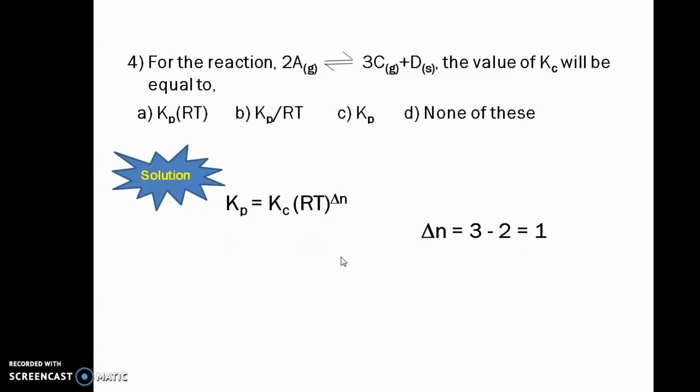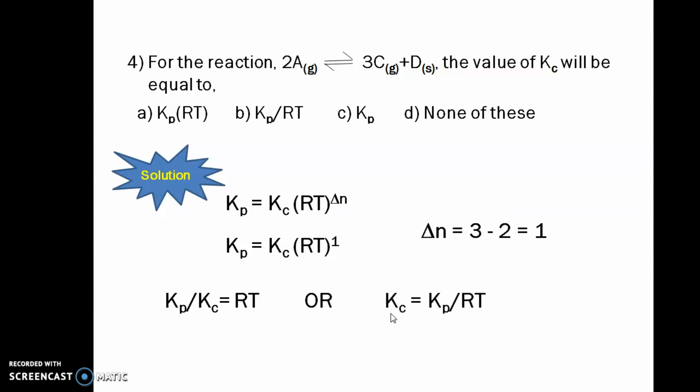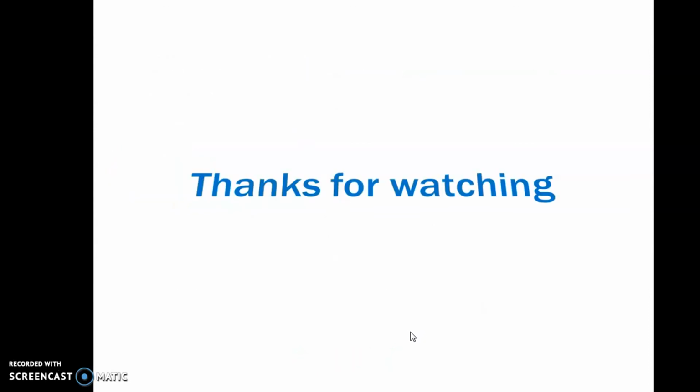So let us substitute this. Kp is equal to Kc into RT raised to 1. Therefore, we can write Kp divided by Kc is equal to RT, or we can write Kc is equal to Kp divided by RT, because Kc is asked here. Kc is equal to what? So therefore, Kc is equal to Kp divided by RT. So this is option B here. Kc is equal to Kp divided by RT. So hence the answer B is correct here. Thanks for watching the video.